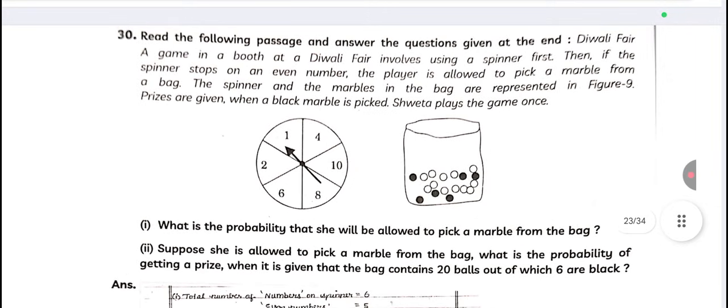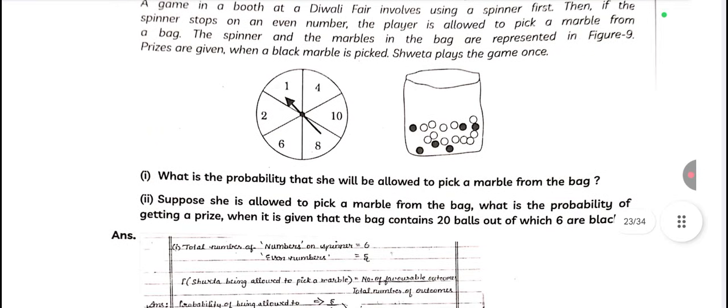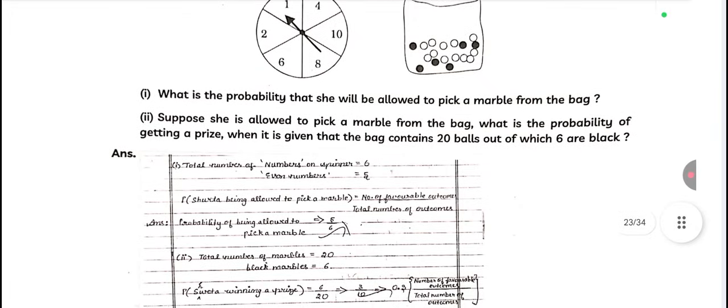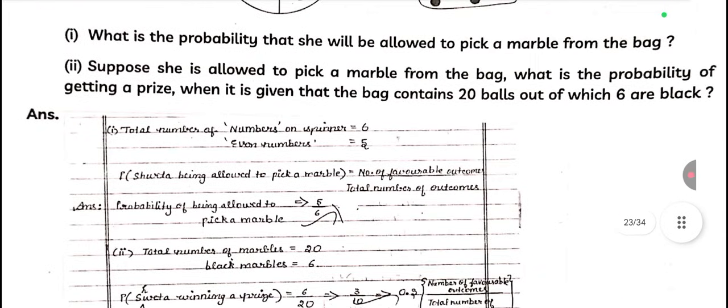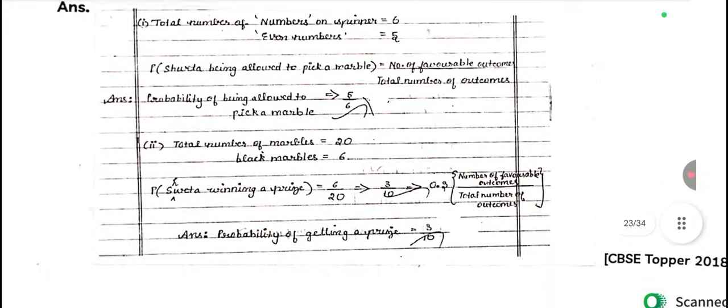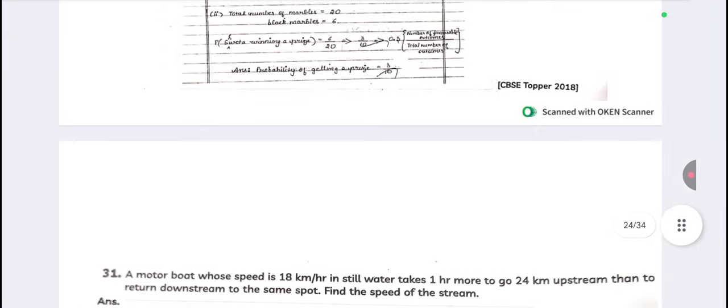Again, one case study question in probability, a game. This spinning wheel game. Total number of spinners, how much do you count, ma? 6. How many even numbers are there? Except one, all are even numbers. So 5. Shweta is allowed to pick up a ball, so an even number coming has 5 chances. And second subdivision, what is the probability of getting a prize? Now marbles, 20 marbles, 6 black marbles, 6 out of 20. 3 by 10 we can stop as it is, or you can write 0.3, both are the same.